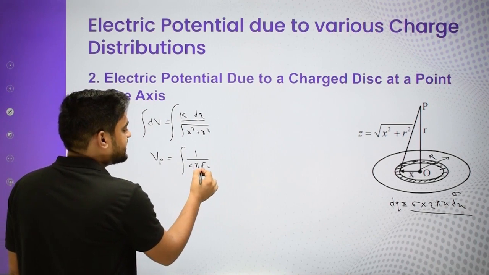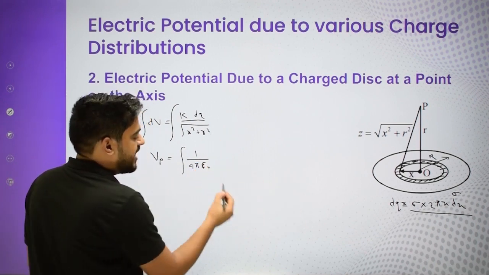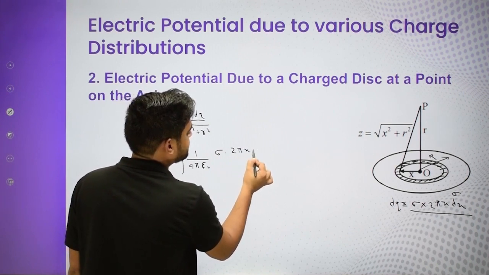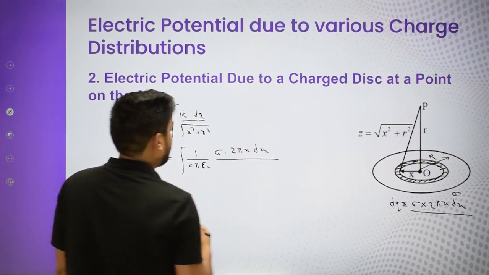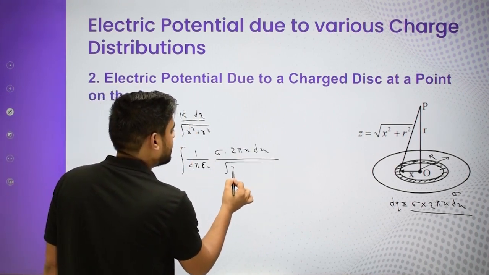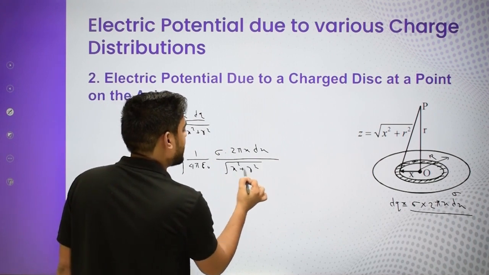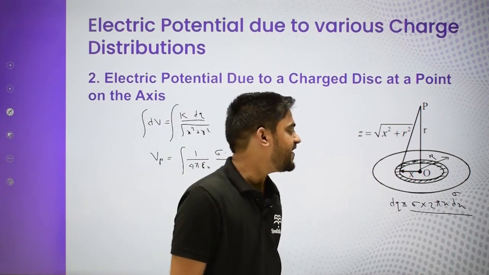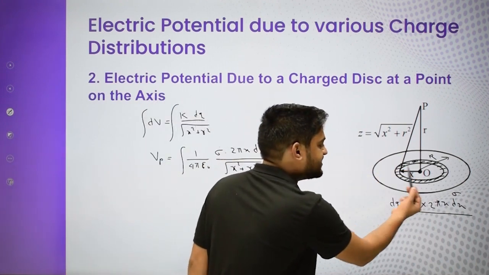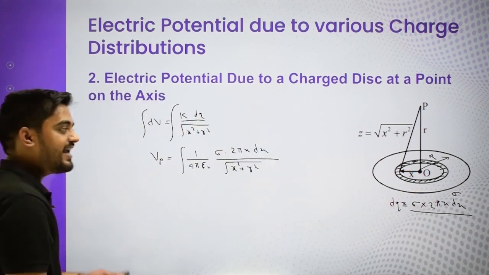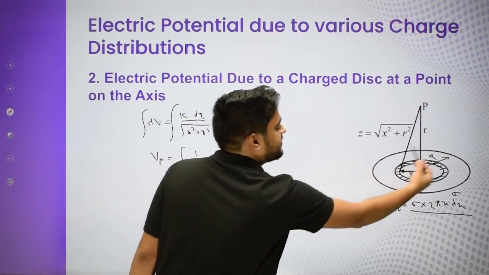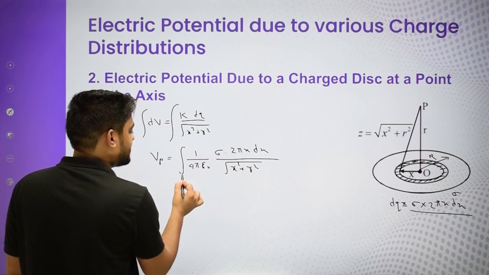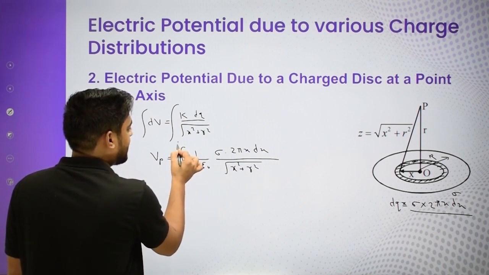The dq is basically sigma into 2 pi x dx, divided by root over x square plus r square. What is our variable over here? Here x is varying, and x is varying from where to where? x changes from 0 to the entire capital R. Once x changes from 0 to R, we get the full disk, right? So the limit I am putting on dx is 0 to capital R.